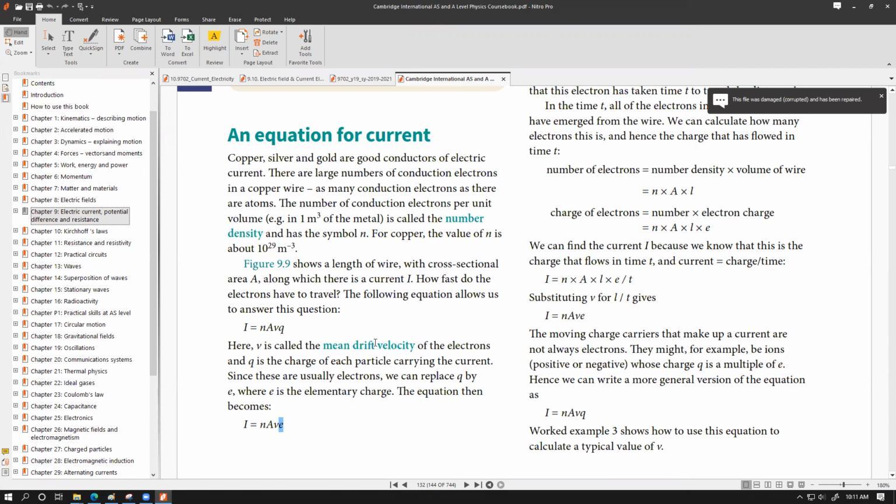Is this concept clear, that individual electrons can have different velocities, but whenever the voltage is applied, there is an overall single direction that we can consider.